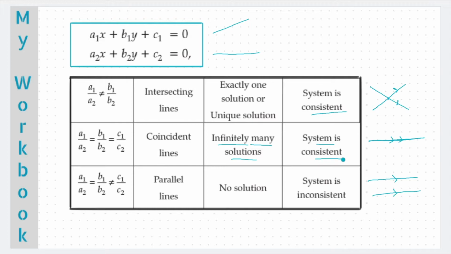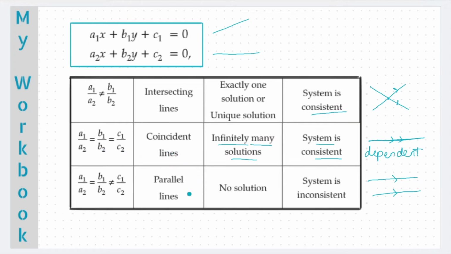Whenever you have a solution, it might be one solution or infinitely many solutions, the system is consistent. Such overlapping lines are also called dependent lines. They're falling on each other, so it's dependent. In such a situation, the relationship between the coefficients is a1 by a2 is equal to b1 by b2 is equal to c1 by c2. The coefficients of x and y and the constants are all in proportion. So that is about coincident lines.